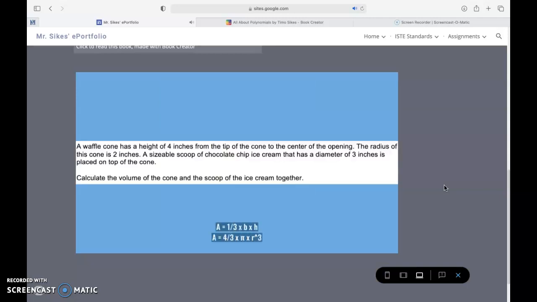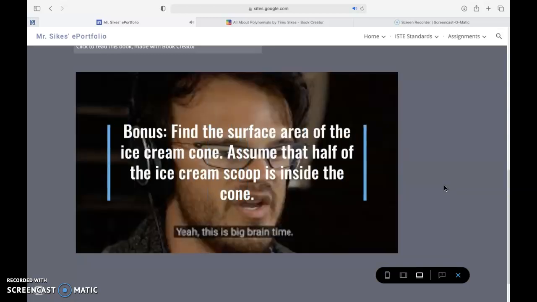A waffle cone has a height of 4 inches from the tip of the cone to the center of the opening. The radius of this cone is 2 inches. A sizable scoop of chocolate chip ice cream that has a diameter of 3 inches is placed on top of the cone. Calculate the volume of the cone and the scoop of the ice cream together. Use the two equations below and make sure to show your work so that I know what you are working on. For some extra credit, find the surface area of the ice cream cone.